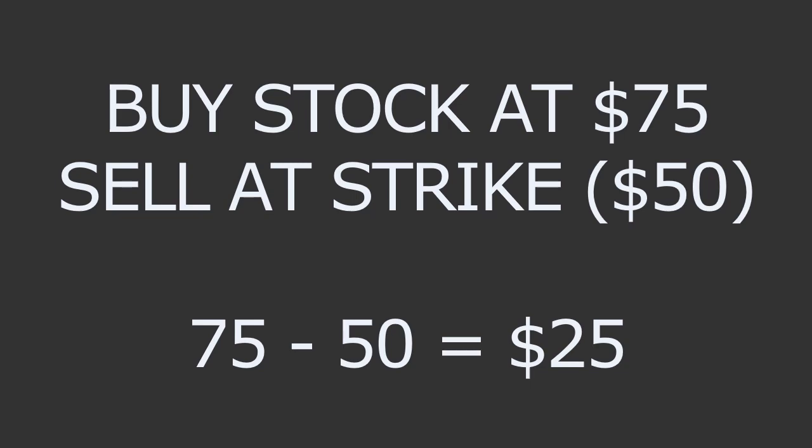How much do you lose? The $75, that's the stock price, minus the strike price of $50. You lose $25 a share, or $2,500. Now, you also received an option premium. That's going to reduce your losses a little bit. You have to accept that the risk of loss could be virtually unlimited. You have to accept it.